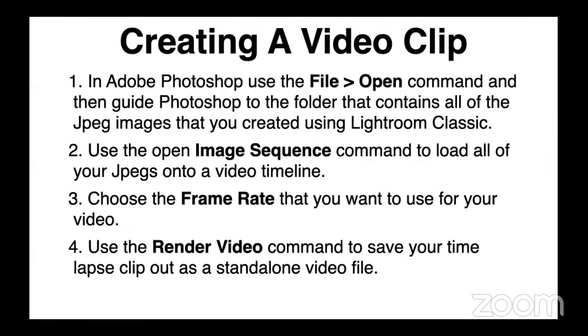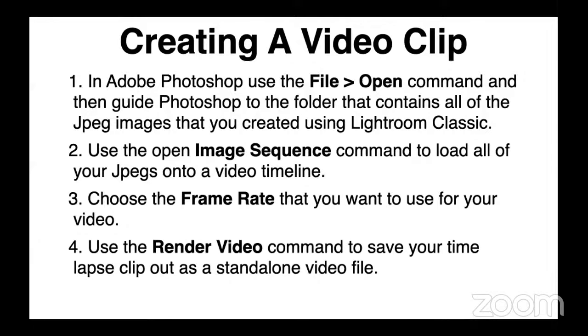Critical skills in Photoshop are these. What we're going to do is we're going to use the File Open command in Photoshop. File Open, easy. We're going to guide it to a folder full of the little JPEG images that we created using Lightroom. We're then going to use a command that most people have never noticed because you had no reason to notice it up till now, a command called Open Image Sequence. And what that's going to do is it's going to load all of our JPEGs onto a video timeline inside of Photoshop. Basically, it's that flip book animation thing.